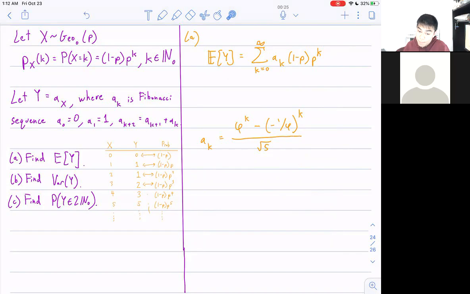Also teaches you something about generating functions, for those of you familiar with that. There's actually a very clear relationship between the expected value and the generating function for a Fibonacci sequence. But we'll take this to be a self-contained problem and not worry about this and just show how to solve it directly.